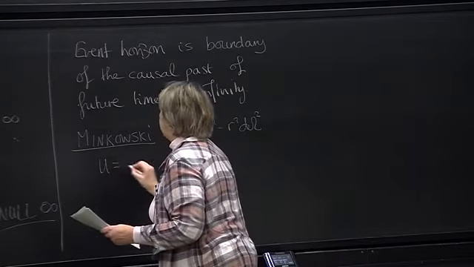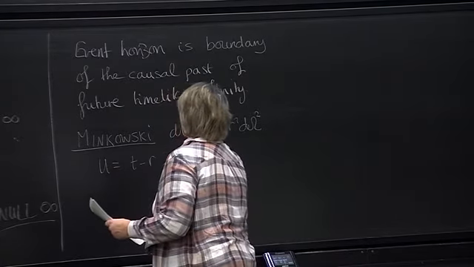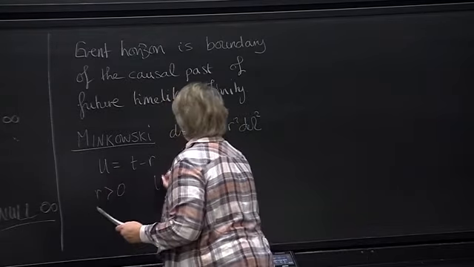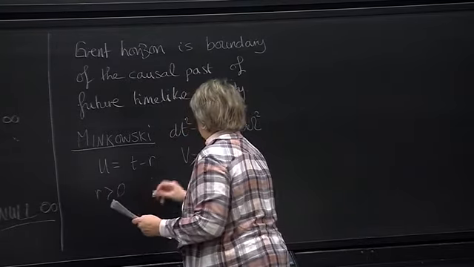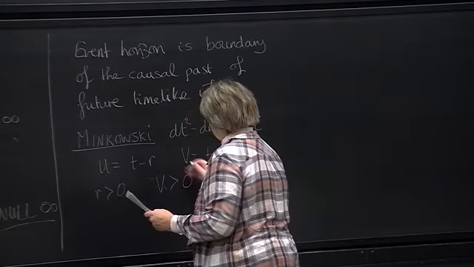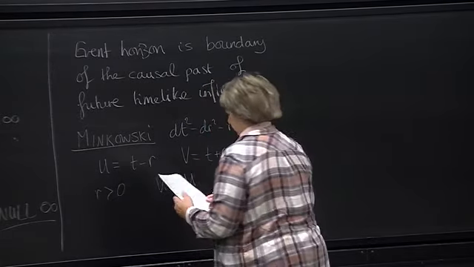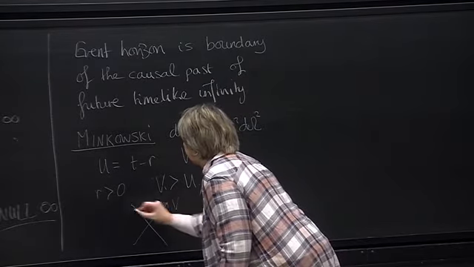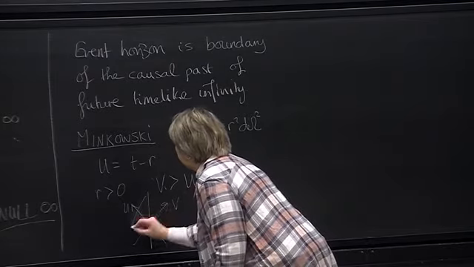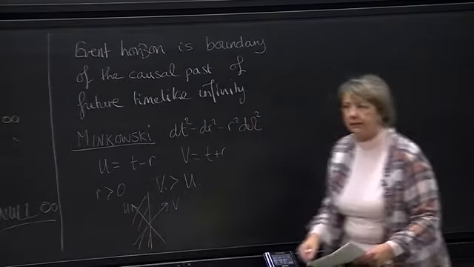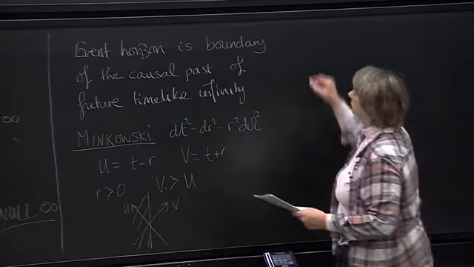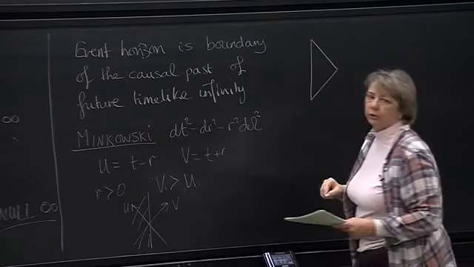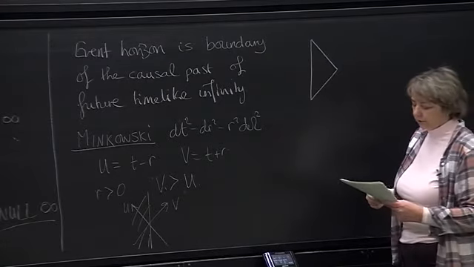So here it's very easy. u is t minus r, v is t plus r, and r is greater than 0, so v is greater than u. So what that means is if I draw my u and v lines, I have to cut off half the space. I'm not really cutting it off, it's just that our radial coordinate is just half of the real line.